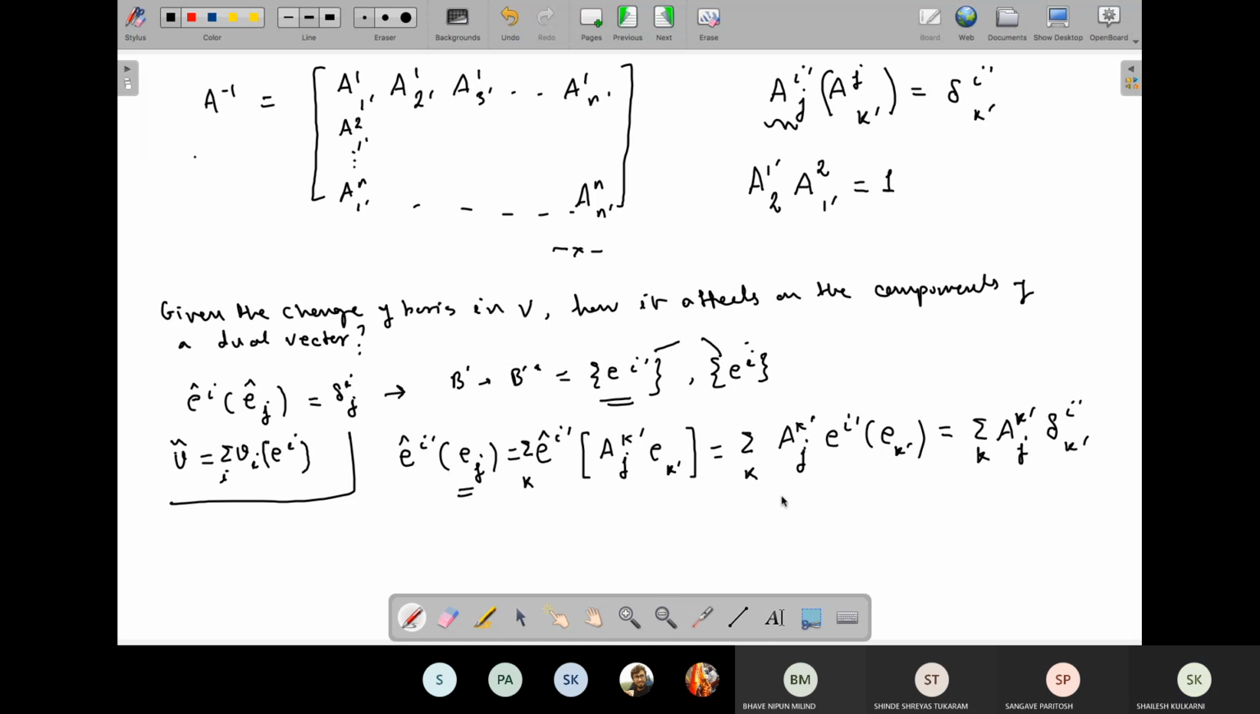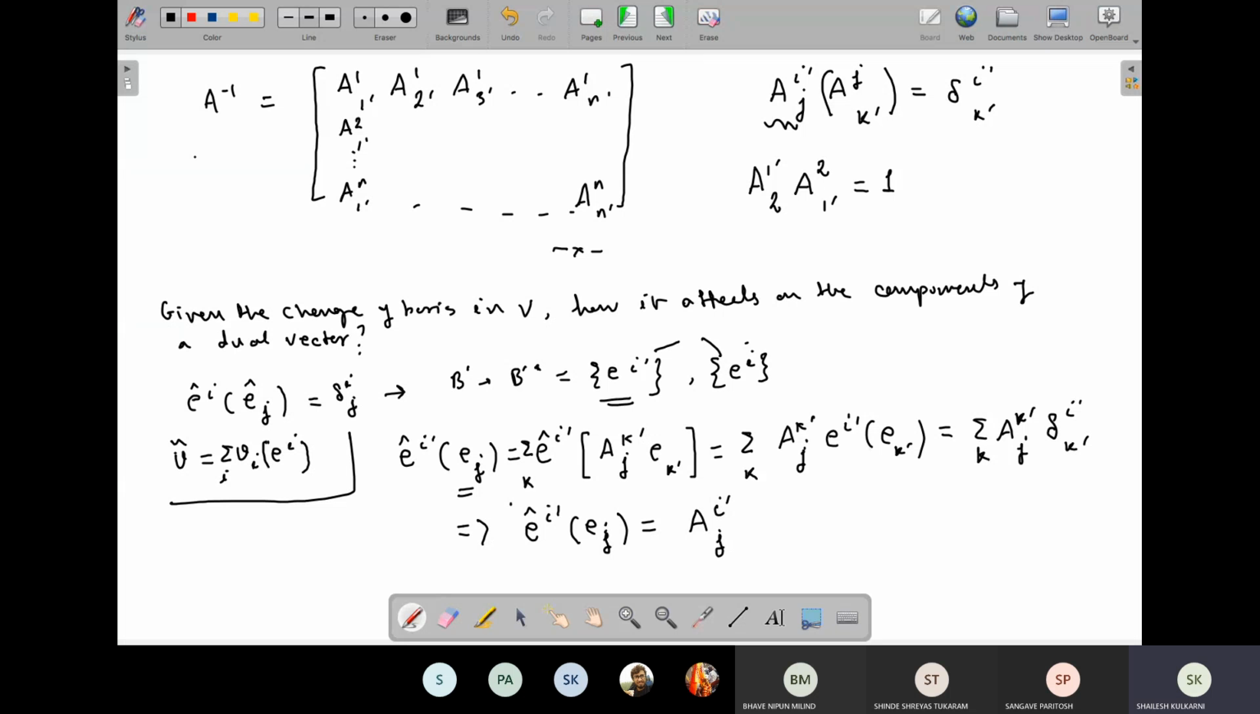Fine. So we have the relation E I prime acting on E J will be equal to, if I use delta, A I prime J. What does it mean? The action of the new dual basis on the old basis is A I prime J. Is it clear?